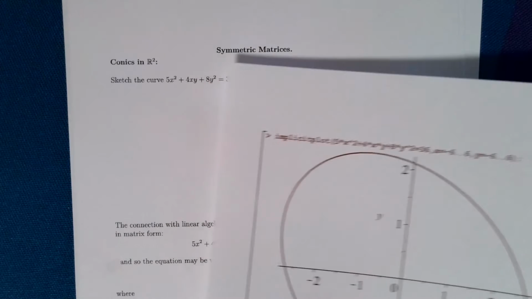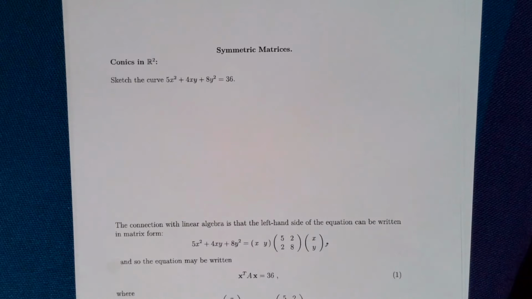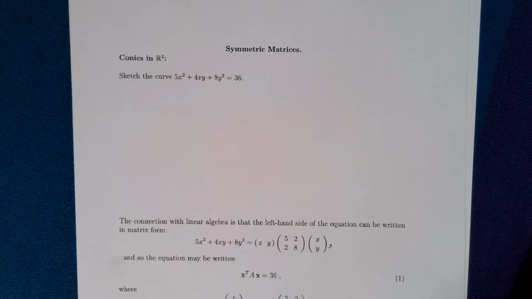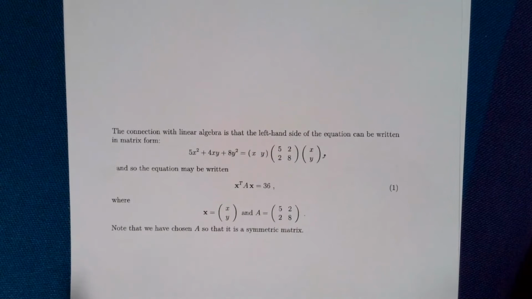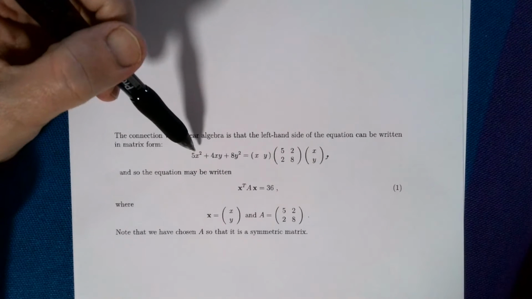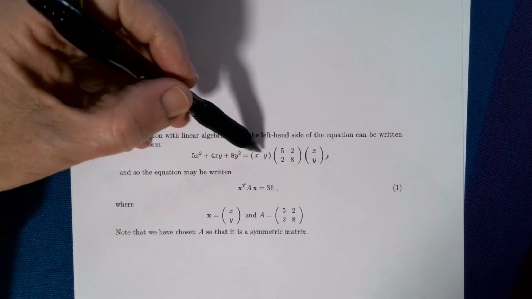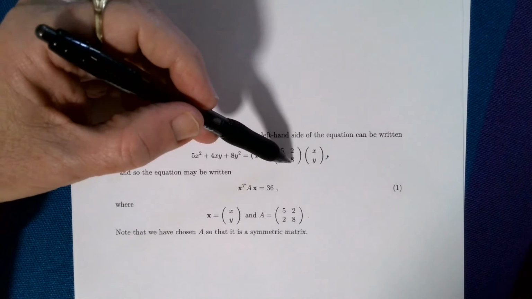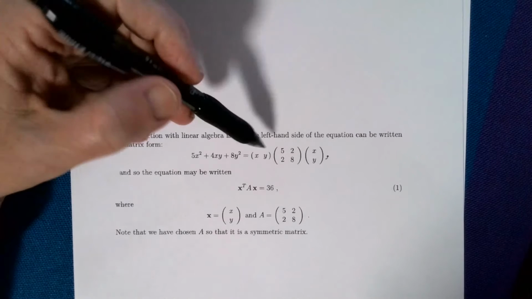And at first glance you might think there's no great connection with linear algebra, but we're going to get linear algebra into the problem by simply rewriting the equation in this form. We're going to rewrite this quadratic form as x y multiplied by this matrix 5, 2, 2, 8, times x y. Now you can see where the matrix is coming from.